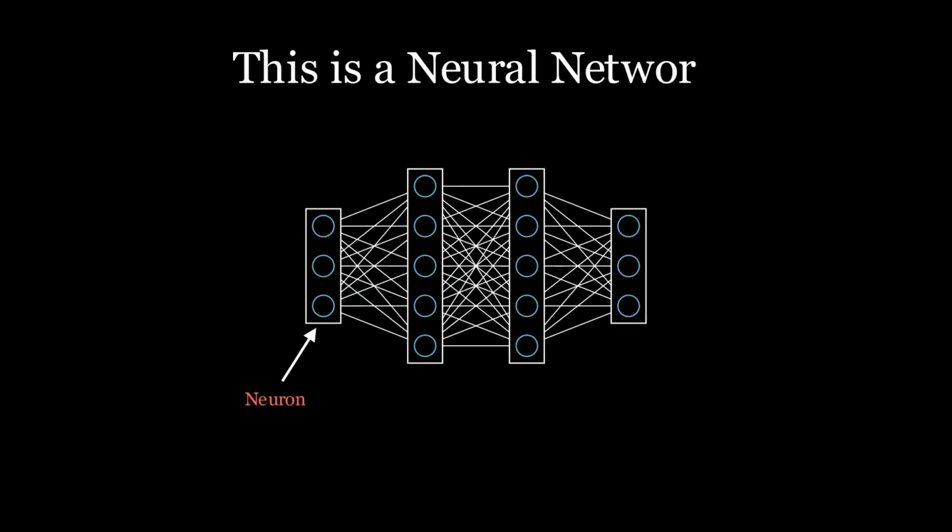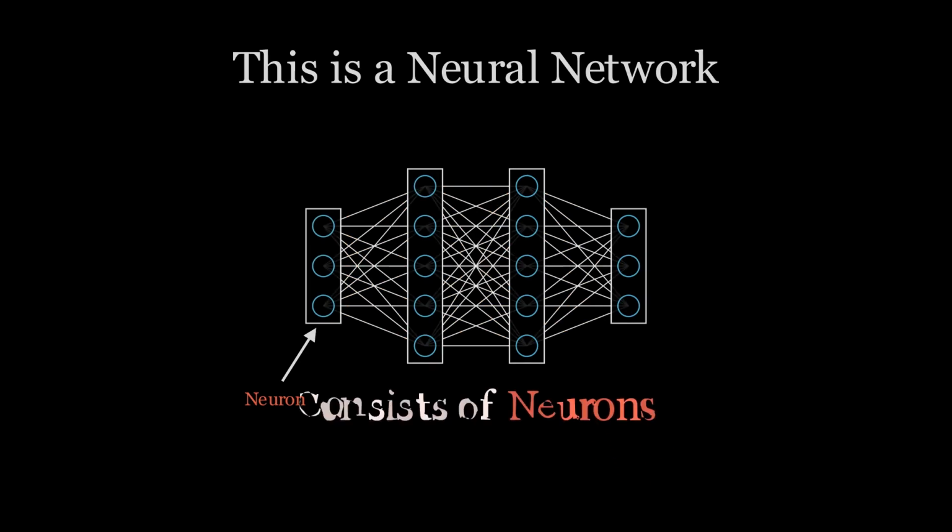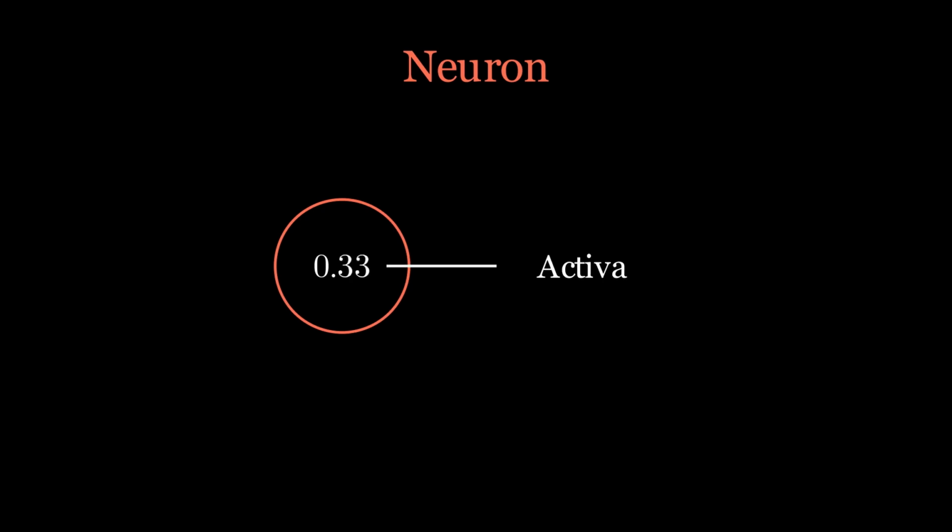This is a neural network. Similar to our brains, it consists of neurons arranged in fully interconnected layers. Each neuron holds a single number called its activation. From here on, let's take the example of identifying this flower.